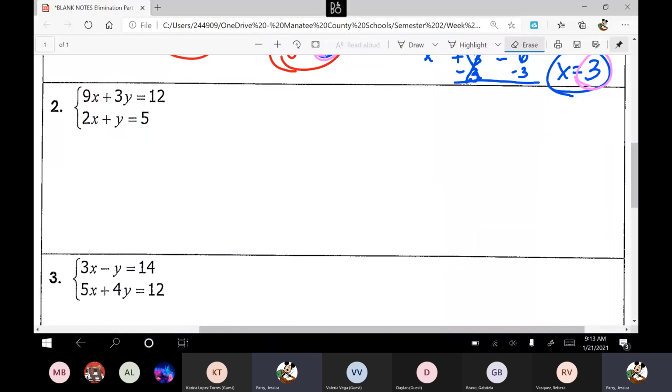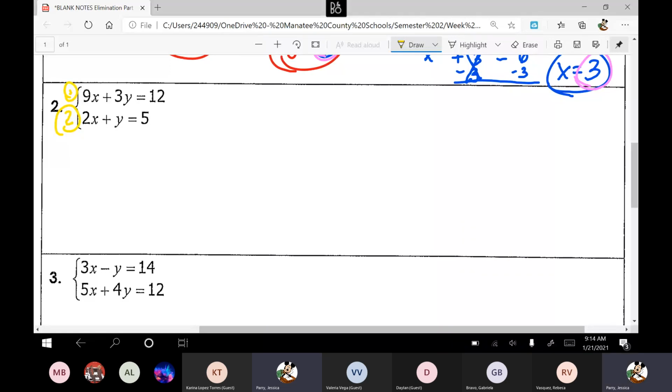Let's look for our variable that has the coefficient of invisible 1. Which equation has the coefficient of invisible 1? The top equation or the bottom equation? Or you can see the first one or the second one. Which one has a coefficient of invisible 1? You can say first or second, or you can say top or bottom.